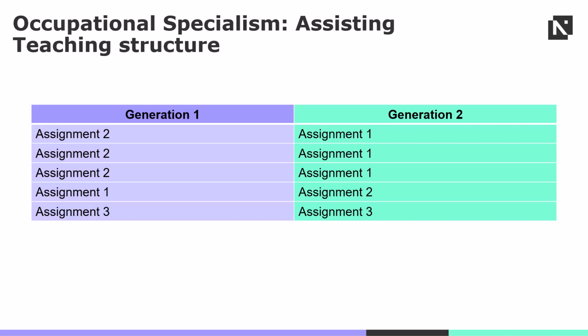And moving on to the assisting teaching occupational specialism. Assignment 2, the structured observations, is now renamed as Assignment 1. Again, it's 3 structured observations. Assignment 1, the planning activity, is now renamed as Assignment 2. And Assignment 3 remains the same.